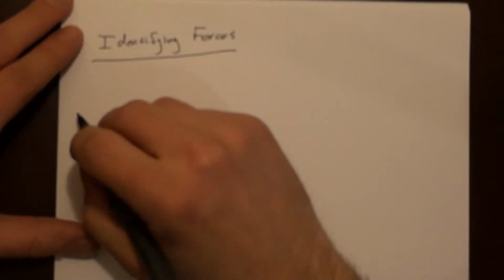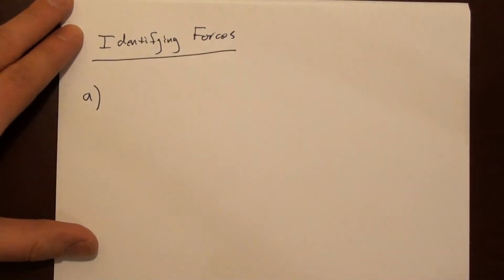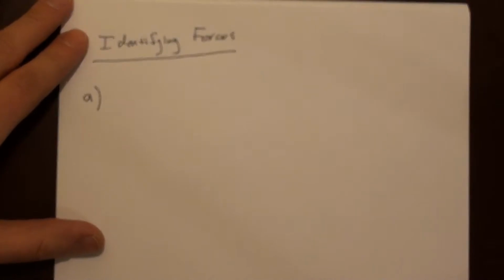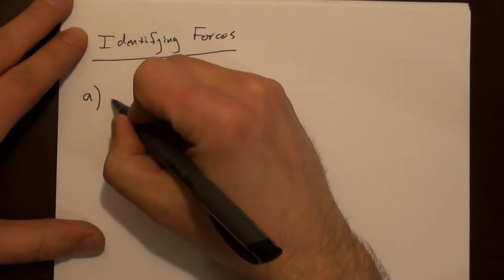All right, so let's do one example. We'll call it A. All right, and for A, I have a chandelier.